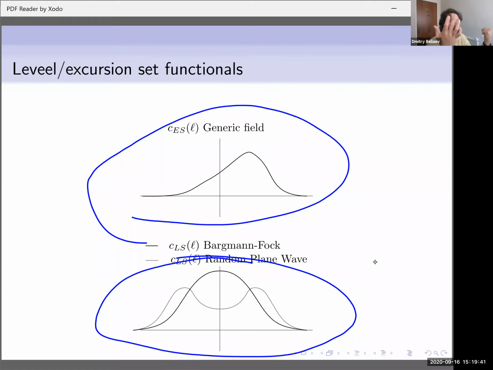Yes. In fact, there are asymptotically correct formulas for CES of L, right? As L goes to infinity. So yeah, you can get some asymptotic formulas. Things are much easier when you look at asymptotic behavior at large levels. But this is the difference between large deviations and what happens in the bulk of your distribution. Okay. Any other questions?